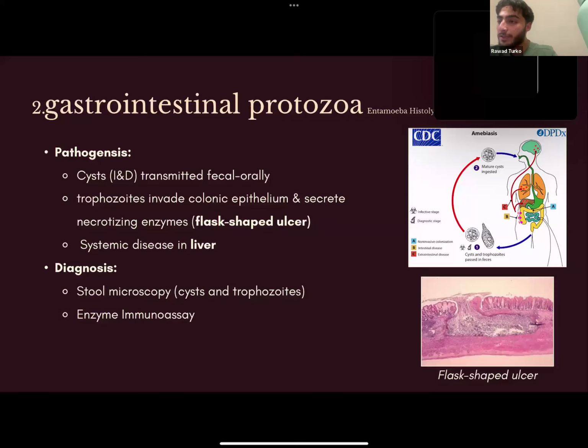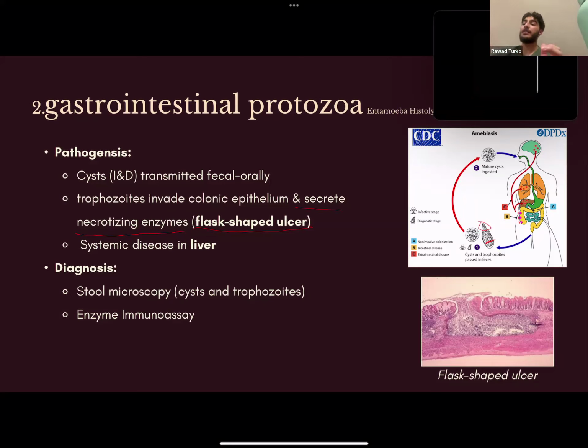And again, you can see the trophozoite here, it has the one nucleus and the pseudopod, which is why it's an amoeba. Okay, so again, the pathogenesis: the cysts are transmitted fecal-orally, trophozoites invade the colonic epithelium, and this is important, secrete necrotic enzymes. That's what causes the flask-shaped ulcer. Basically, the difference is with Giardia, you'll have these trophozoites with the little suction discs, and they'll attach on the colon wall and cause malabsorption, all those things. With Entamoeba, not only will they attach, but they'll also secrete these enzymes that cause necrosis of the intestinal wall, and that's what causes this flask-shaped ulcer.